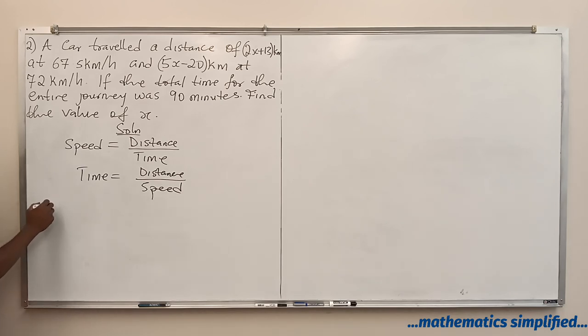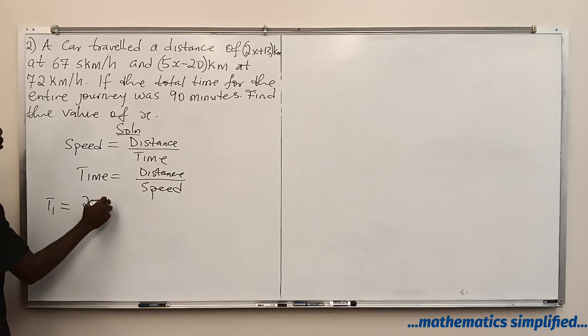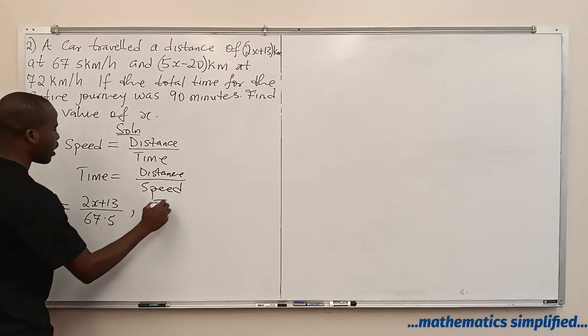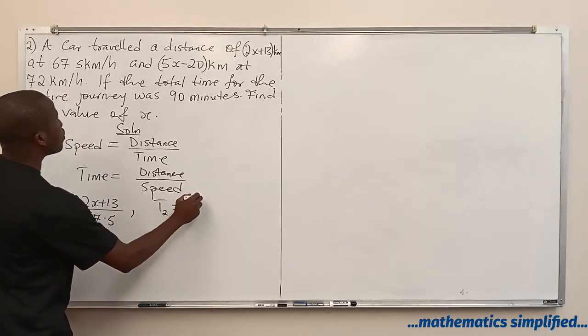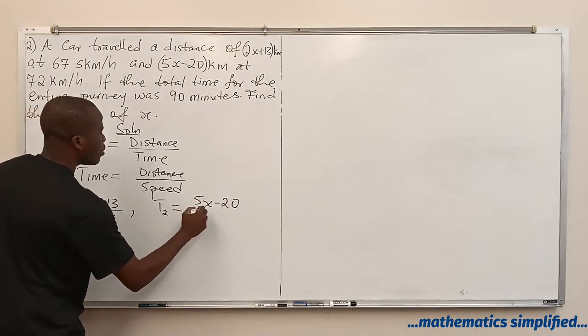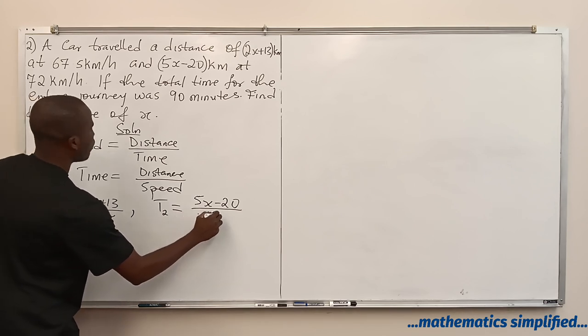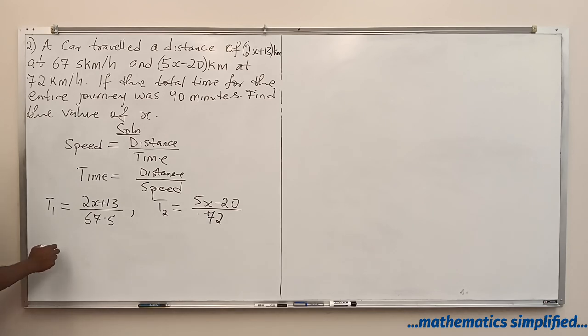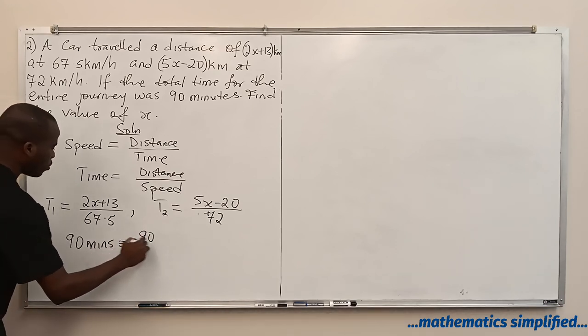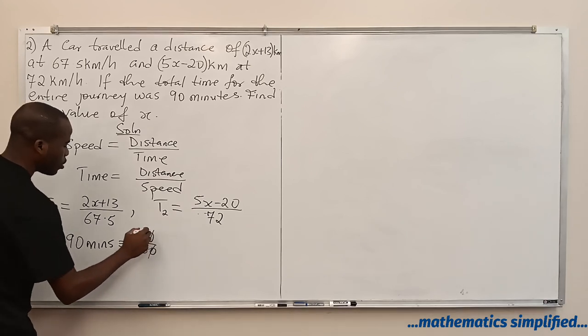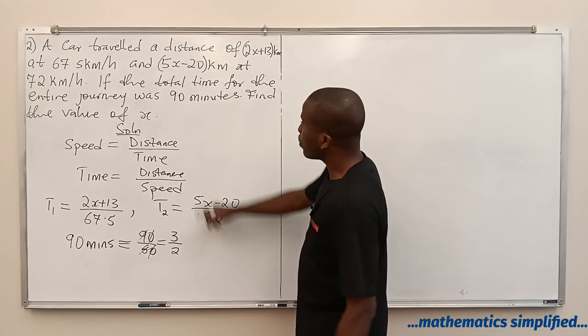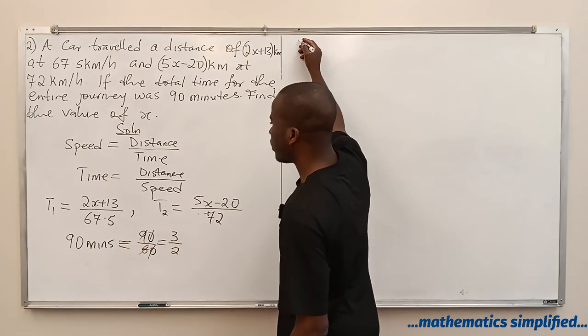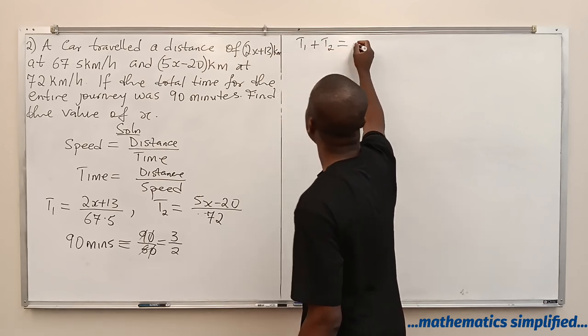So the first time, the distance was 2x plus 13 kilometers, and the speed was 67.5, and the second time the distance was 5x minus 20 over 72. And so the 90 minutes is equivalent to 90 over 60 in hours, which is 3 over 2. So since the total time is 90 minutes, which is 3 over 2, we have that T1 plus T2 has to give 3 over 2.